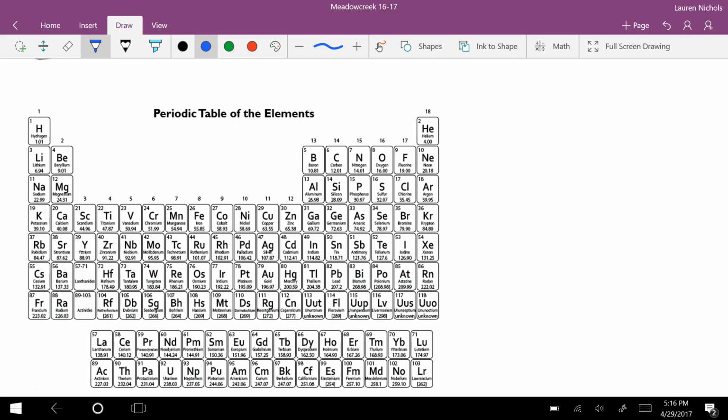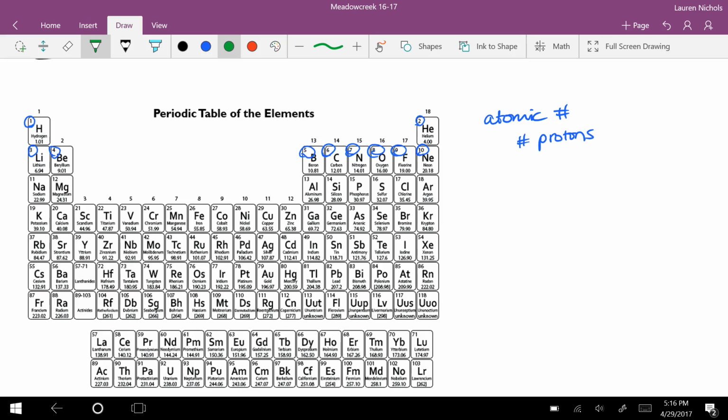Now, just as a quick review, remember the periodic table is set up by the number of protons. So 1, 2, 3, 4, 5, 6, 7, 8, 9, 10, and so forth, from left to right, top to bottom. Remember that would be our atomic number. That is our number of protons. Remember, the proton determines the identity of the atom.